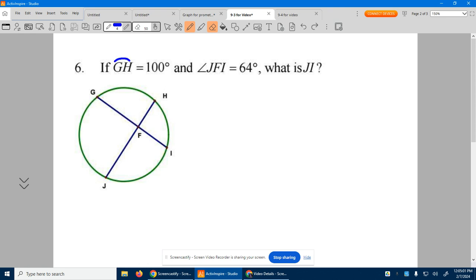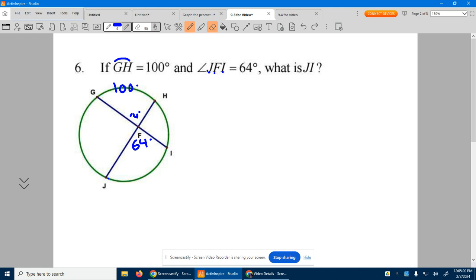It says arc GH is 100 degrees. So we have that arc. It says JFI, J to F to I. It says this angle right here is 64 degrees, which means up here is also 64. We could also figure out here, but we don't need it. So here's what I know.